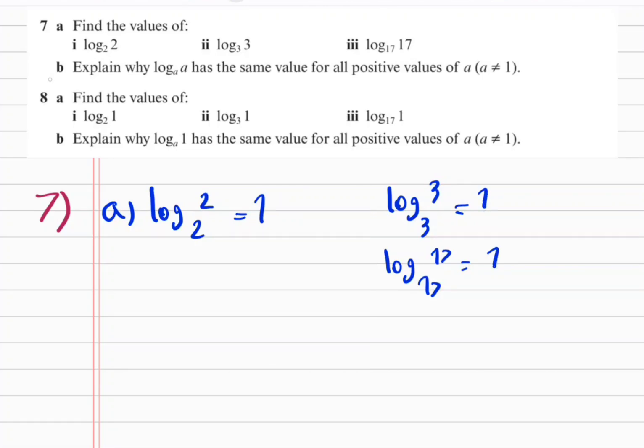Now, that's actually the answer to part B, because part B says, explain why log base A of A has the same value for all positive values of A. And that same value is 1, by the way.